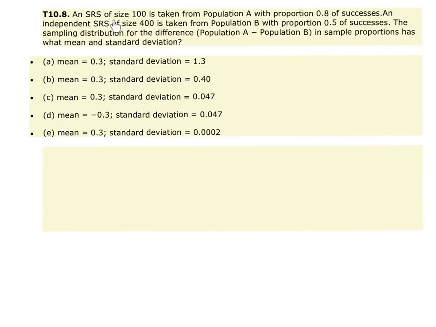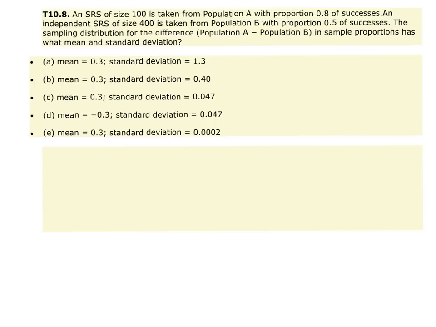Question 8. An SRS of size 100 is taken from population A with a proportion of 0.8 of success. An independent SRS of size 400 is taken from population B with a proportion 0.5 of success. The sampling distribution for population A minus population B in sample proportions has what mean and standard deviation?